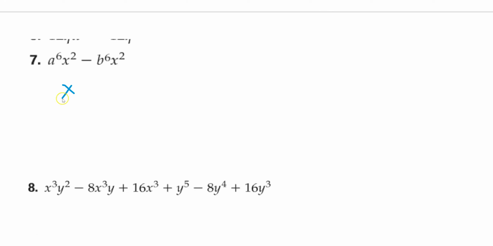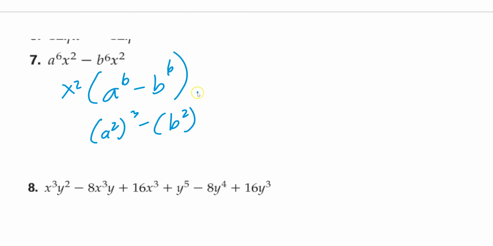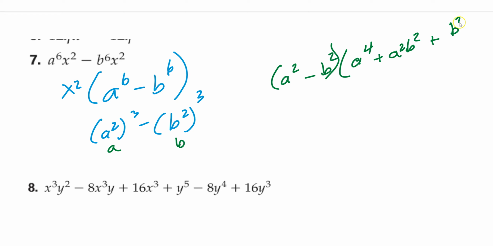This would have an x squared in common. We'll factor that out. This would be a to the 6th minus b to the 6th. And that actually is a cube. This is the same thing as saying a squared cubed minus b squared cubed. Alright, so that's a tough one because it is a cube, but it's not the normal cube. This will be my a, my b, so I'd get same, and then you gotta square it, so it'll be a to the 4th, opposite, so a squared b squared, and positive, and it's that one squared. And don't forget the x squared in front, so that's a funky one.